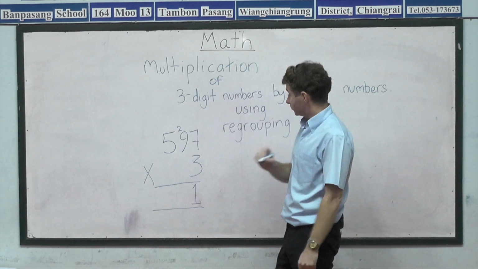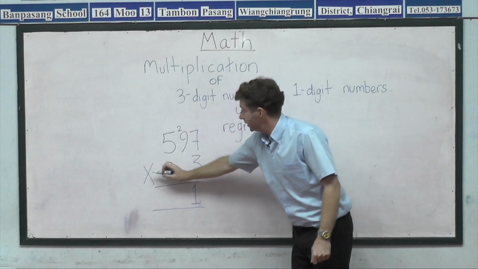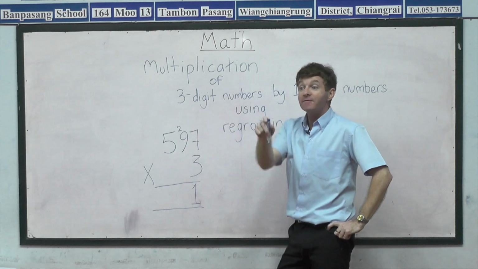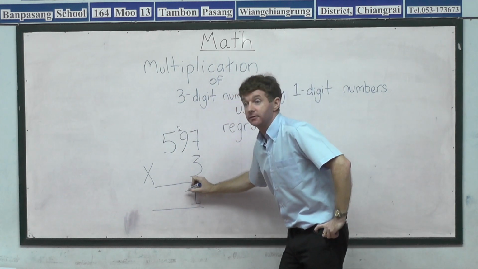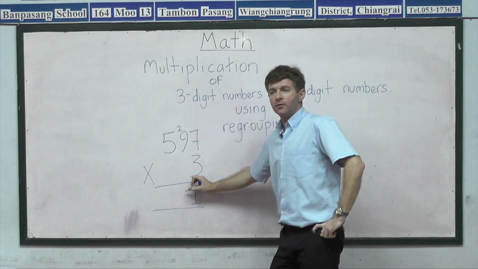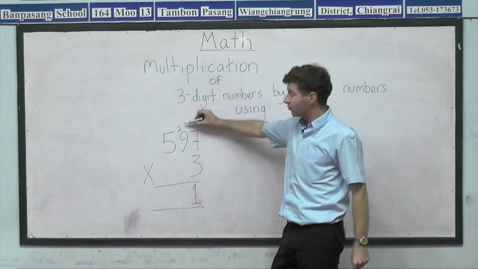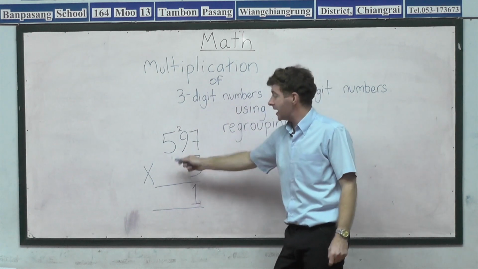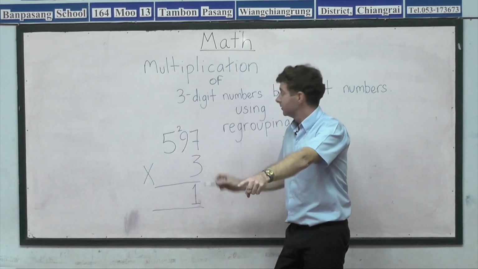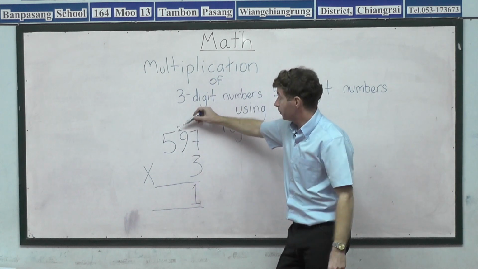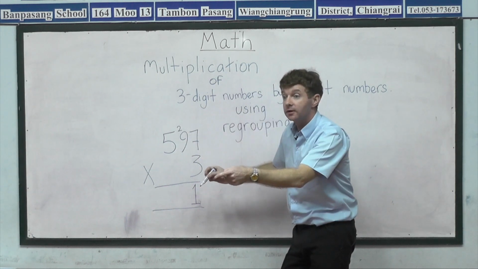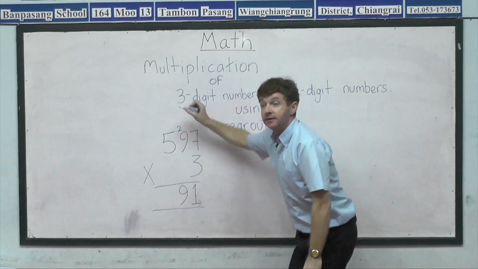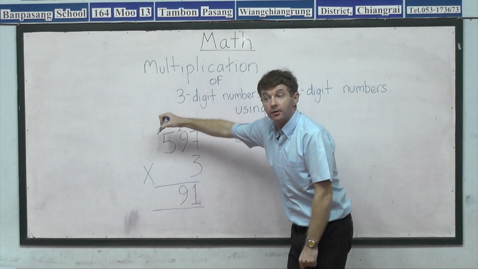Yes. Okay, so step 2, 3 times 9 equals 27. So do I write 7 here? No. Why? Because we add the 2 that we carried over. So 3 times 9 equals 27, plus the 2 equals 29. So I write 9 here and again carry over 2.